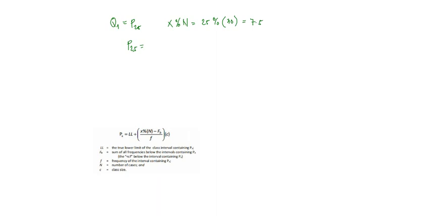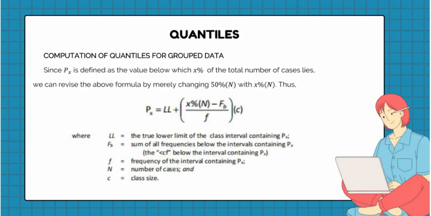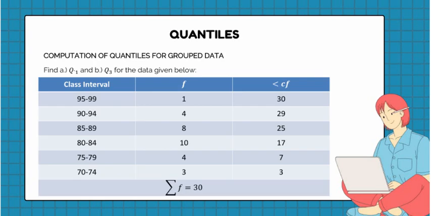Now, we try to find naman yung ating LL. But we don't have yet a class interval containing P sub X. So, we have to determine kung saan naka-locate yung ating 7.5, which is doon naka-contain yung ating 25th, nandun yung ating 25th percentile. So, if we do that, we are going to determine the class intervals that we could make use.